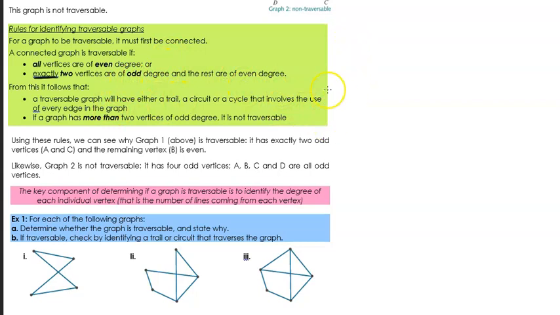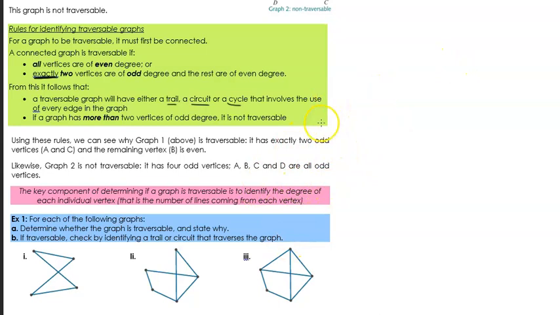From this, it follows that a traversable graph will have either a trail, a circuit, or a cycle that involves the use of every edge within the graph. And if a graph has more than two vertices of odd degree, it's not traversable. So as soon as we have three or more, it's not traversable. You can't visit every single edge.